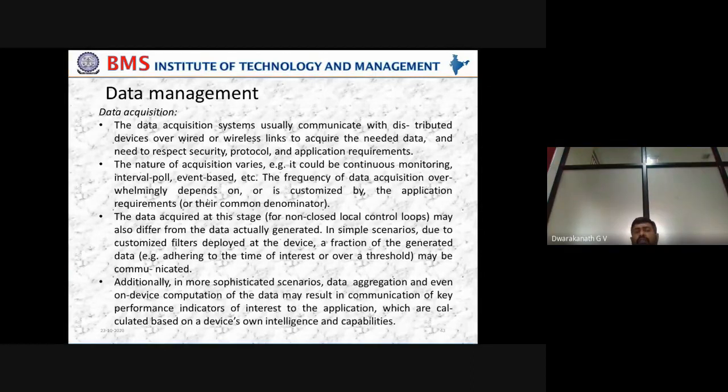The nature of acquisition varies. For example, it could be continuous monitoring. Continuous monitoring should be done in many cases. In our projects, if you take examples, you also know how your project will be. Your sensor should do continuous monitoring. What is that continuous monitoring? Moisture level sensor, or you can go with other projects, like temperature, and then gas leakage, something like that.